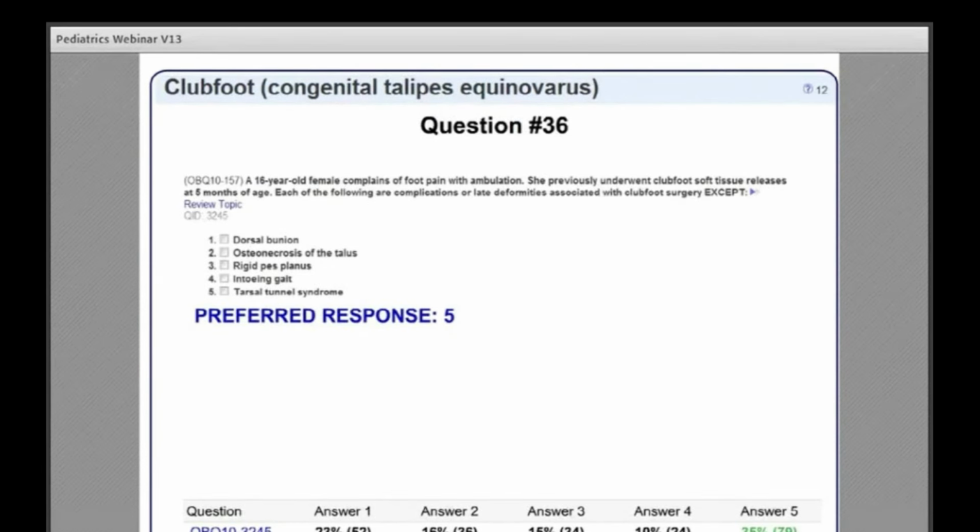So knowing that, we see that dorsal bunion is listed as an answer for secondary deformity, as is osteonecrosis of the talus, rigid flat foot, in-toeing gait, but tarsal tunnel syndrome is a deformity that is not seen following surgical release of the clubfoot. I can see that only 35% of you answered that question correctly, and I think that's a reflection, as I said, of the fact that these patients are not as common as they used to be. But it's important still to know what kind of iatrogenic or post-surgical problems still occur.